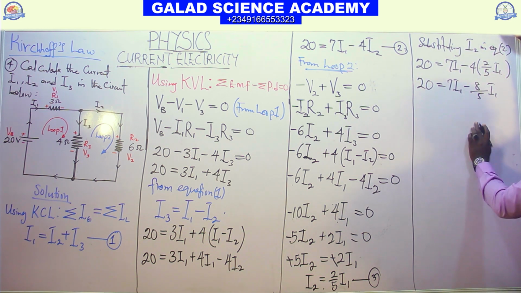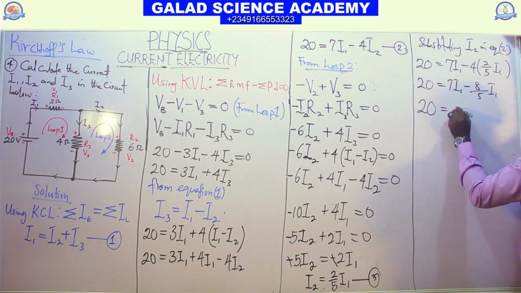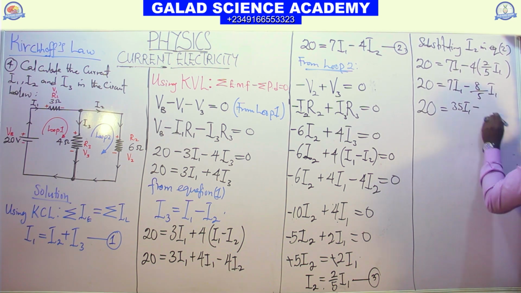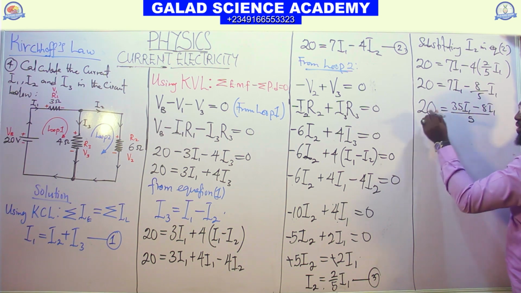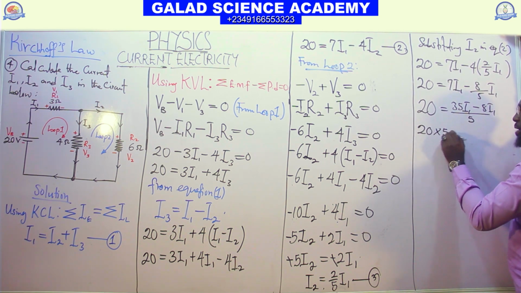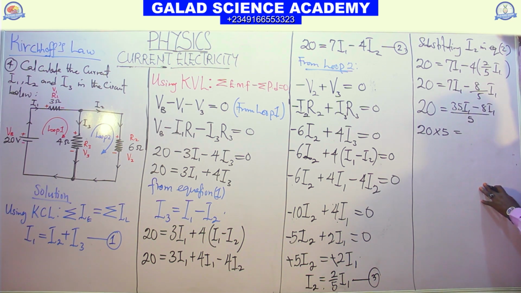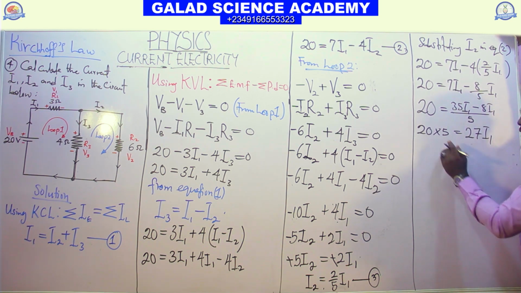So find the LCM here. 5 times 7, we have 35 I1. Good. Minus 8 over 5 I1. So cross multiply. 20 multiplied by 5. We have 35 minus 8, we have 27 I1. Good. Here we have 100 over 27 I1.